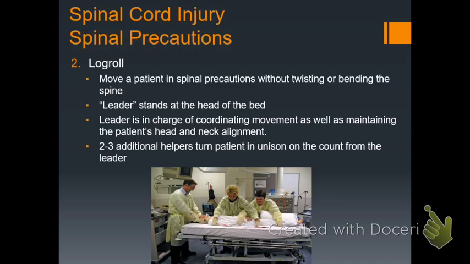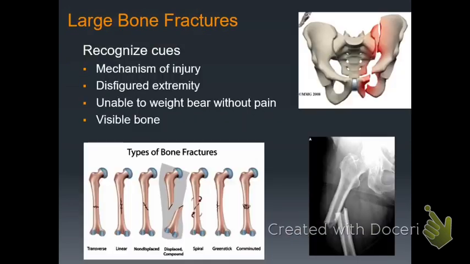That's not an excuse for not turning your patient. If they are in spinal precautions, you may turn them. They do have wedges that you could put down their whole side, or you splint them with pillows down their entire side from their neck to their ankles to ensure that they stay as one. But we can turn and reposition a patient in spinal precautions.